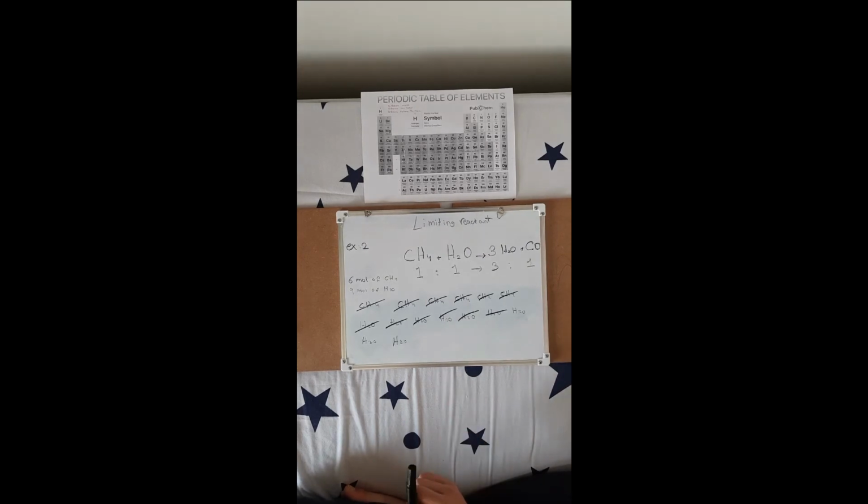Now, what ran out first from the equation? Which molecule got consumed before the other? CH4. So CH4 is the limiting reactant, and H2O is called the excess reactant.